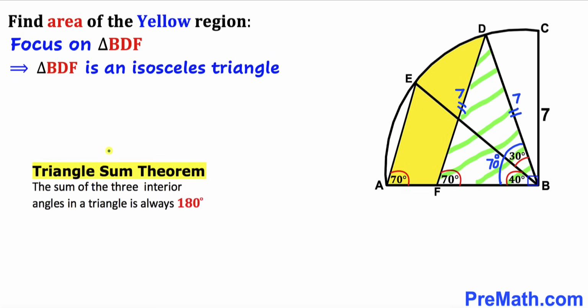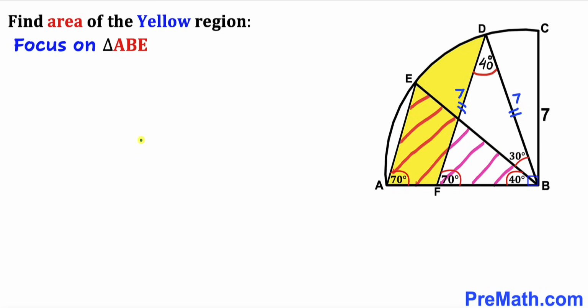And now let's recall the triangle sum theorem. According to this theorem, the sum of three interior angles in a triangle is always 180 degrees. In other words, in this triangle, this angle plus this angle plus this angle must be equal to 180 degrees. So we conclude that this angle must be 40 degrees. And here's our next step.